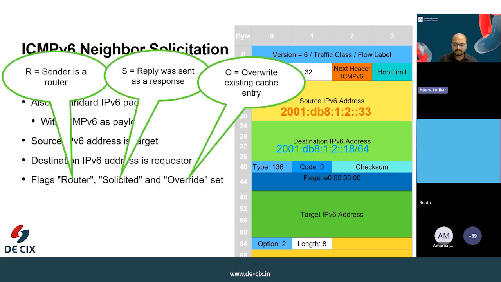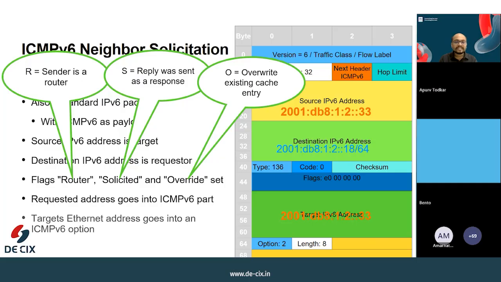The solicited flag actually means that the reply was sent because someone asked for it. Okay. So the target IPv6 address is again the requested IP address, the one we were asked for, and the Ethernet MAC address is what we actually wanted, and it is included in the ICMPv6 option. So it contains the same information like we saw in the ARP packet, just organized in a different way, and no broadcast is used. It is using the standard IPv6 packet without any special protocol.